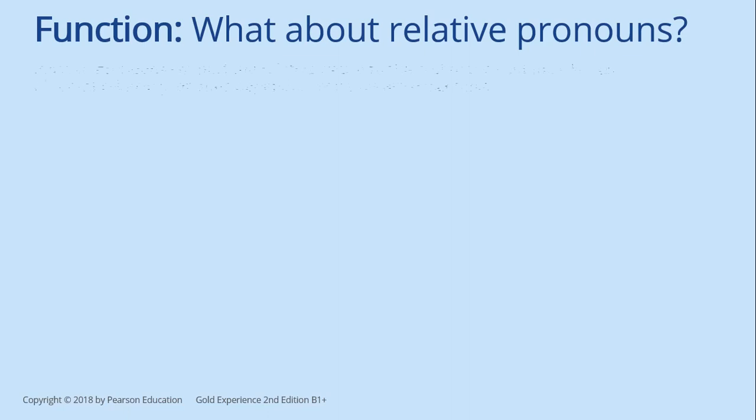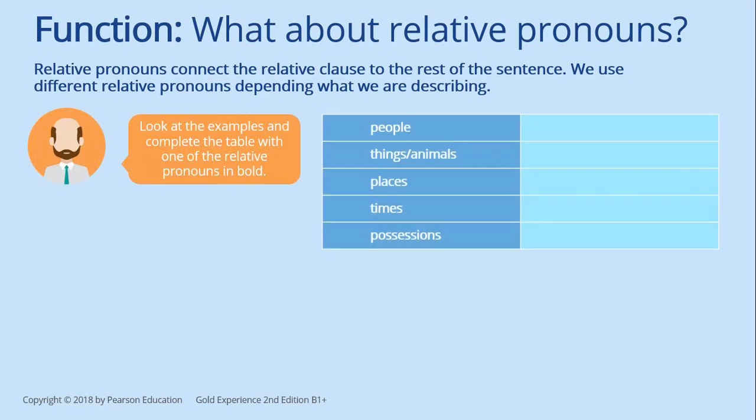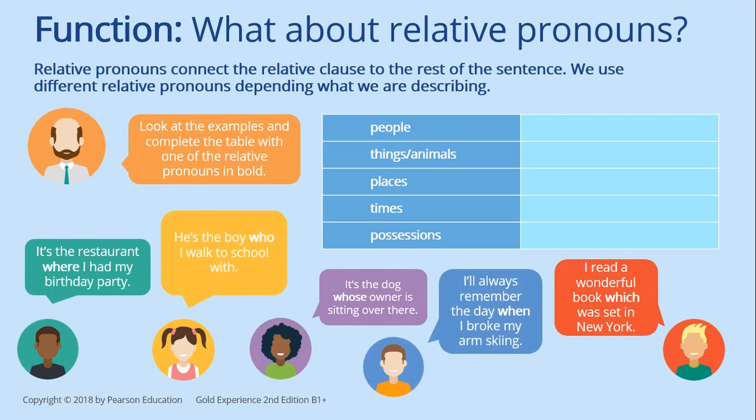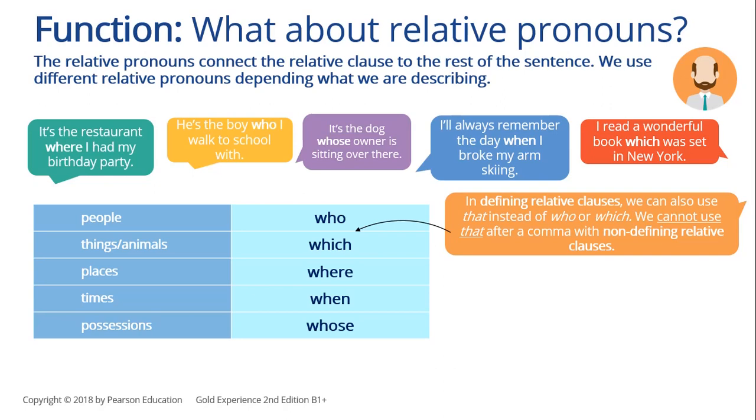What about relative pronouns? Relative pronouns connect the relative clause to the rest of the sentence. We use different relative pronouns depending on what we are describing. Look at the examples and complete the table with one of the relative pronouns in bold. We use who for people, which for things and animals, where for places, when for times, and whose for possessions. In defining relative clauses, we can also use that instead of who or which. We cannot use that after a comma with non-defining relative clauses. Be careful about that.